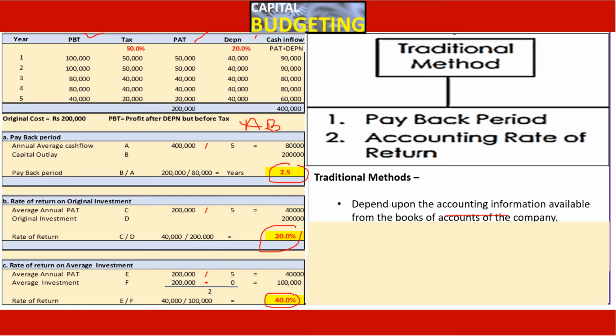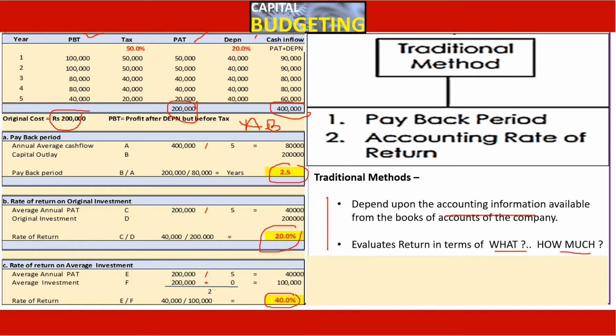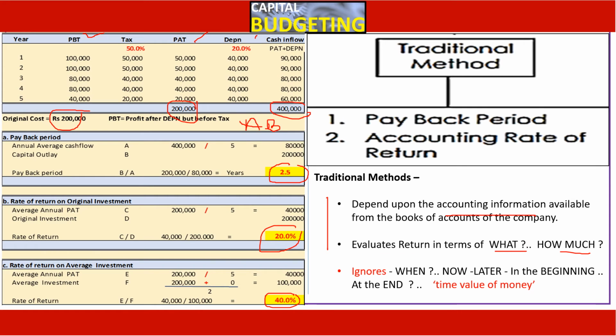They depend on the accounting information. There is no approximation, properly documented details. Fine. Number two, it talks of how much profit is made, how much cash flow is there, how much investment is made. Evaluates returns in terms of what is received, how much is received. These are the strengths of traditional method. There is no arbitrariness. But there is a weakness in this.